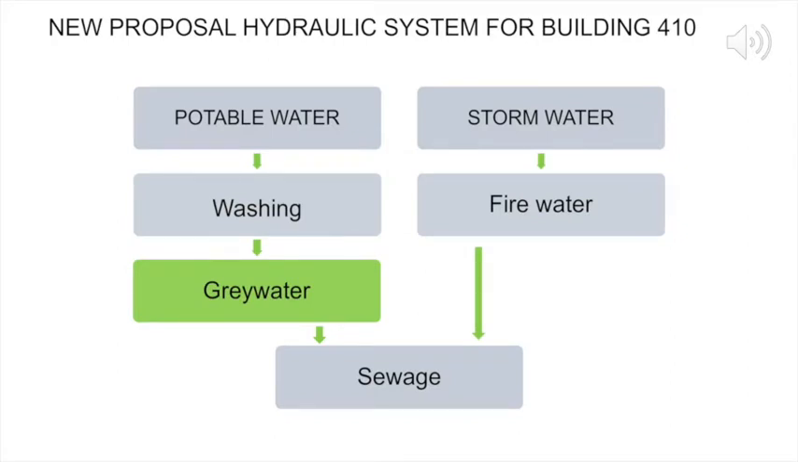This diagram shows the new proposal for Building 410. It starts with potable water, which is hot and cold water, used for washing, which will then turn into grey water. Once the grey water has been used for toilet flushing, it will go through to the sewage. On the other hand, the stormwater goes through a filter and will be used for the fire water system. Once it has been used, it will go straight to the sewage.